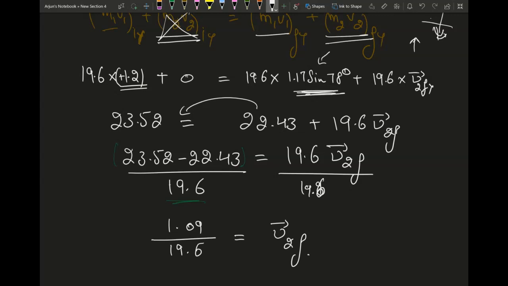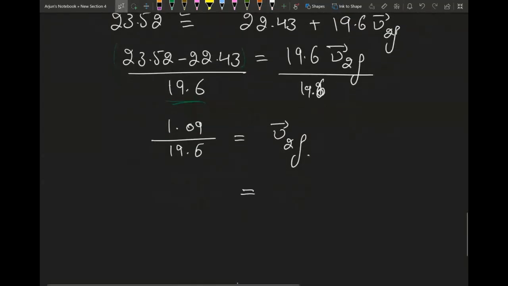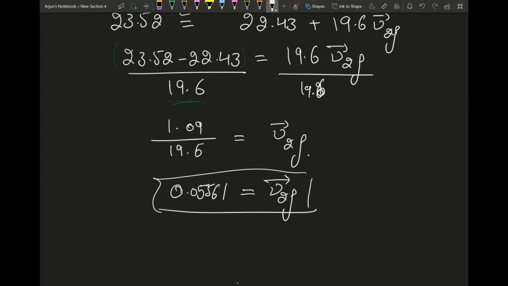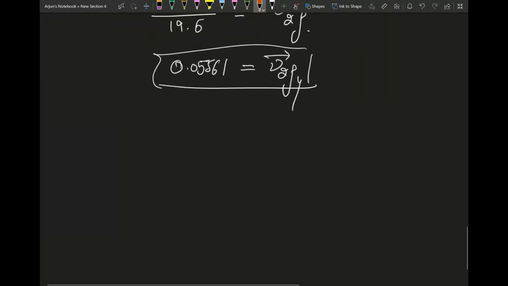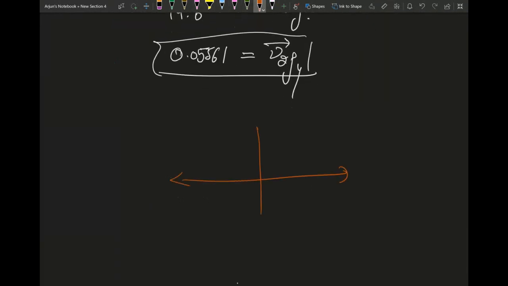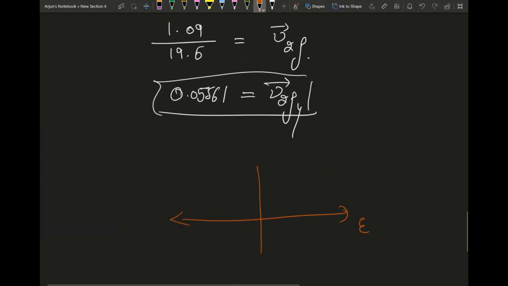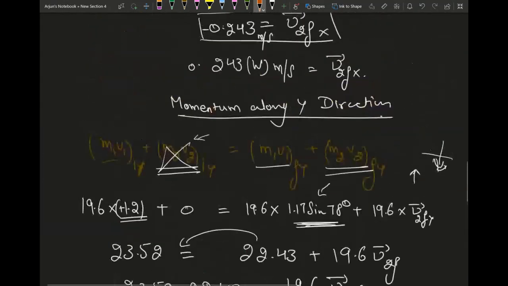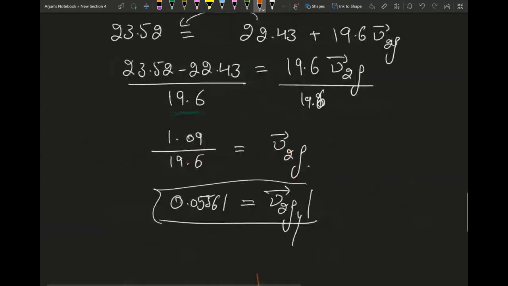And this number will be a positive number, divided by 19.6, which comes out to be V2 final equal to 0.05561, and this is final in y direction. Now once we've had both the components, I'll redraw both the components, and on the navigation system, this is east component, or the x component I can call it. X component came out to be 0.4243 in the west direction.